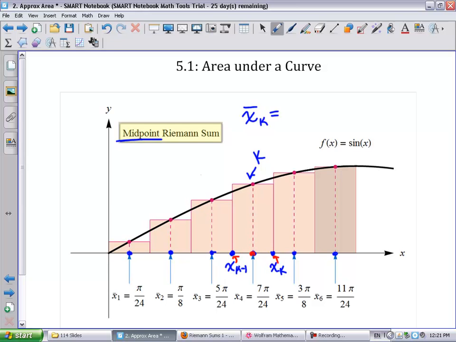And how do you find the point exactly in between them? We have to take their average. So it's x sub k minus 1 plus x sub k divided by 2. It's the average of those points. The other way you could think of it is starting at x sub k minus 1 and adding on half of a delta x. In either case, that's going to give you this number right here.